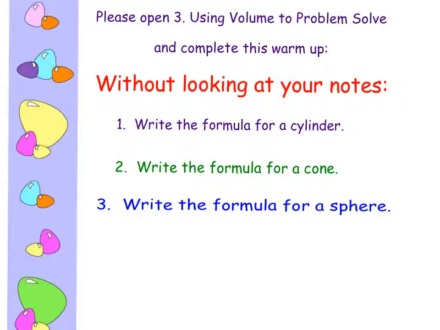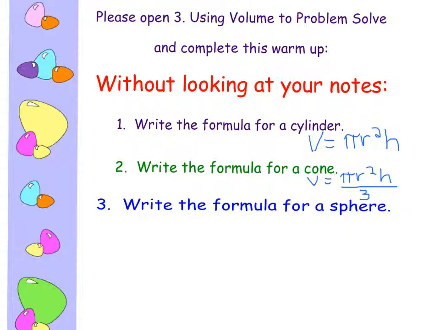The volume formula for a cylinder is the base area, which is a circle, so that's pi r squared, and then we just have to multiply it by the height. The volume for the cone is the exact same thing, pi r squared times height, but a cone is 1/3 of a cylinder's volume, so divided by 3.